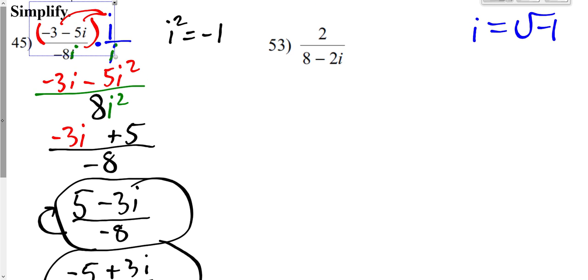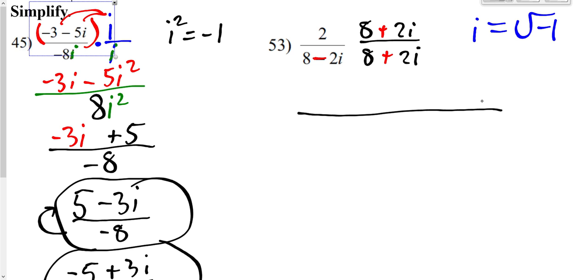So over here in 53, remember that our i is the square root of negative 1, so we can't leave it down there. Now, we do have two terms here. Remember when we were dealing with roots before and we had two terms in the bottom, that's where we had to do the conjugate. So I'm going to go 8 plus 2i, switching the sign in between. And if I do that on the bottom, I have to do that on the top.